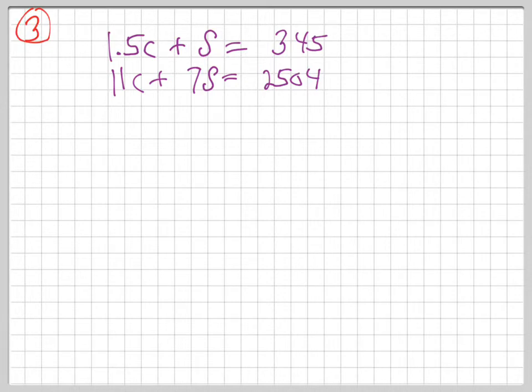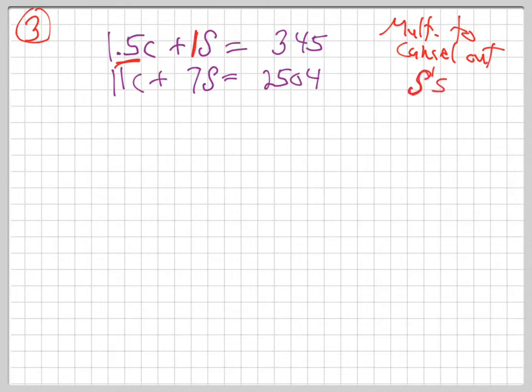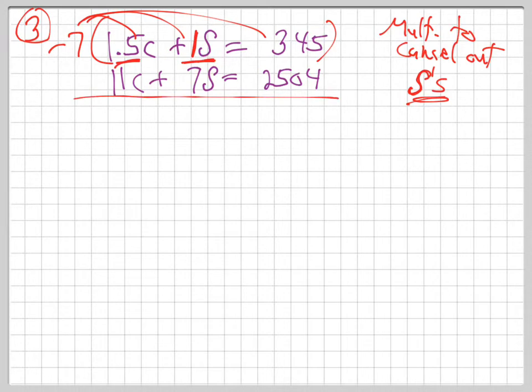We got to get rid of something, right? You want to multiply to cancel out. I don't really want to deal with that decimal. That looks weird. I'm going to cancel out the S's. So I'm going to multiply this top equation by -7. See how that'll work? -7 times 1S will make -7S. That'll be the opposite of the positive 7S. That'll work.